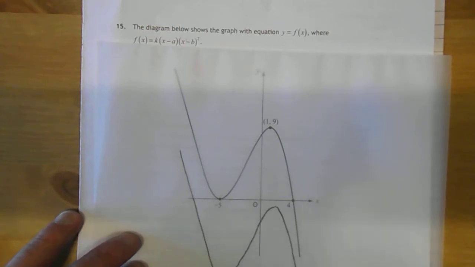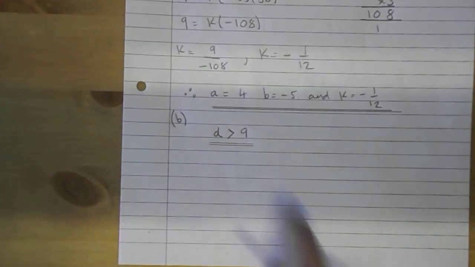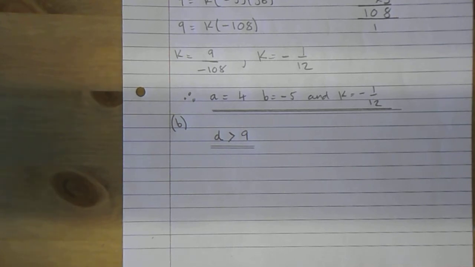So if d is bigger than 9, you have one real root, because you're lowering it by more than 9, and that's your answer there. So let's just write down what I wrote there. d has to be greater than 9 for one real root.